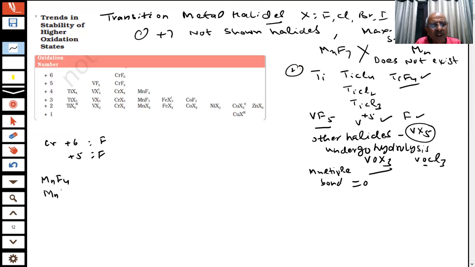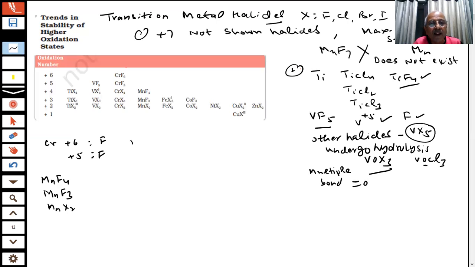Keep on talking with me. MnF3 and MnX2 means that Cl2, Br2, I2 can be there. So the lower oxidation states are ionic, higher oxidation states are covalent, students. So beyond manganese, what is happening? Only plus 2, plus 3.